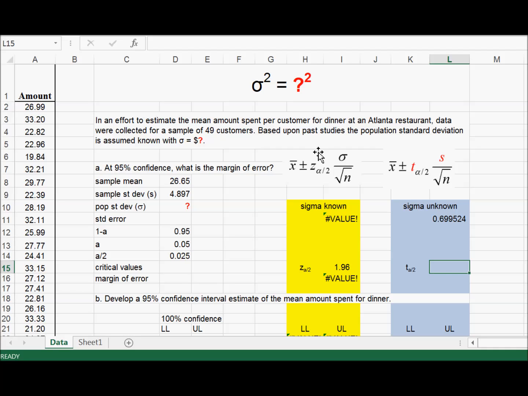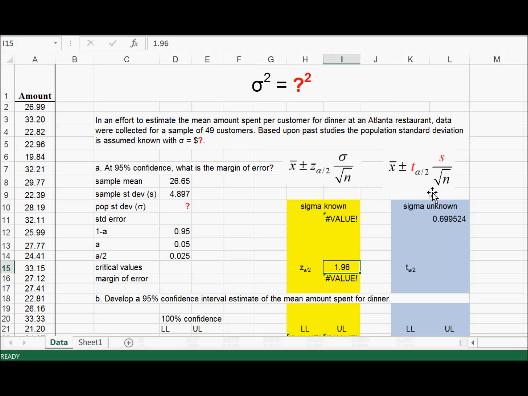How many numbers are in a confidence interval? X bar plus or minus, so there's 2 of them, right? And alpha is the area in the tails. We have 2 tails here, right? Okay, so how do we get the t alpha divided by 2? In the sigma known case, what was the Z value? Nick?